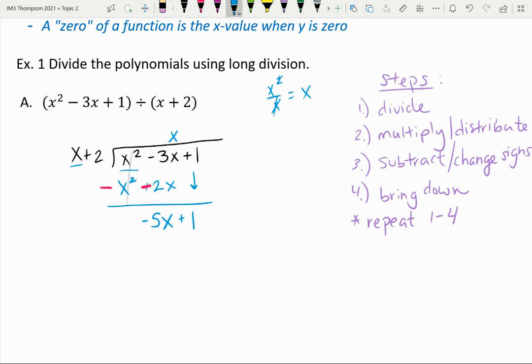So I start over with my cycle. Now I'm going to divide, but now I'm putting x into minus 5x. If it helps you, when I'm putting things into, remember that's negative 5x divided by x, which just gives me minus 5. So I divide.